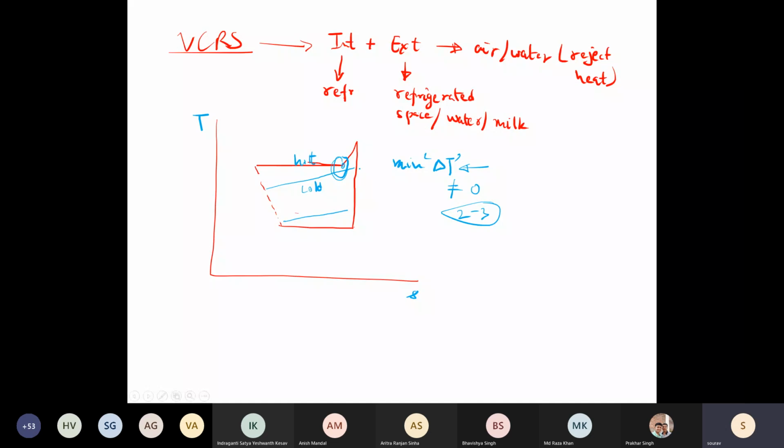Now, there is nothing which stops us from subcooling also. So in fact, we can also subcool it. But the subcooling limit will be whatever this air inlet temperature is on the condenser side. So if your ambient temperature is at 35, so that is the limiting temperature to which you can subcool.